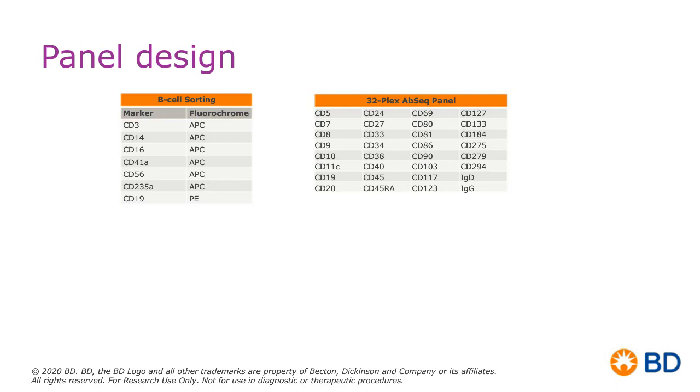This allows us to quickly stain our samples and get a highly enriched CD19 positive population that we can then use for our downstream multiomics analysis. Now, we then have our 32-plex ABSeq panel that we also stained at the same time with markers that we were interested in looking at in our downstream data analysis.